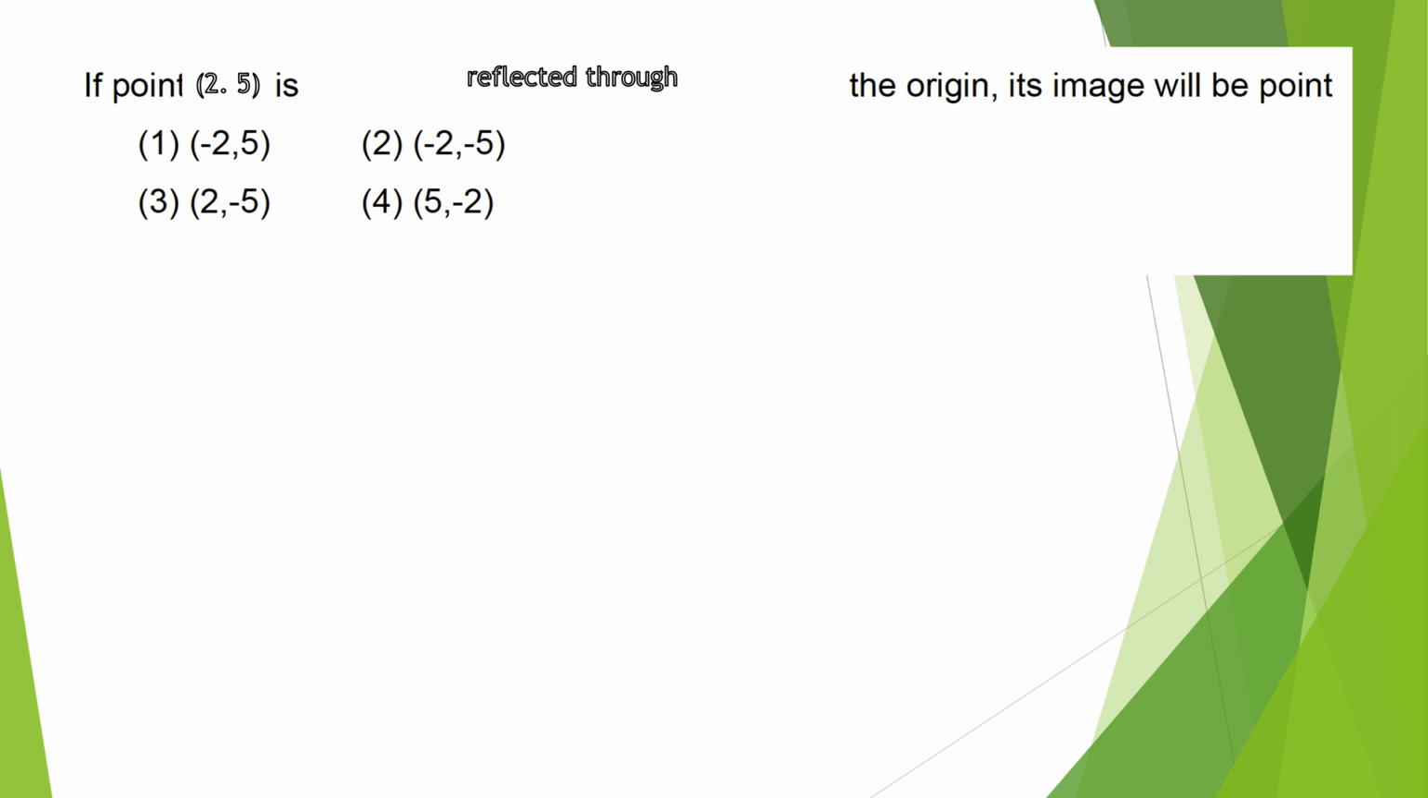If point (2, 5) is reflected through the origin, its image will be point: negative 2, 5; negative 2, negative 5; 2, negative 5; and 5, negative 2. Now, a point reflection is the same as a 180-degree rotation. So you might remember (x, y) becomes (negative x, negative y) with a rotation of 180 rule. Or you could do the rotation of 90 twice. Or you could do what I think is the preferred way, which is to graph it and count down 2, over 5. So you go down another 2, over another 5, and you get choice 2, negative 2, negative 5.